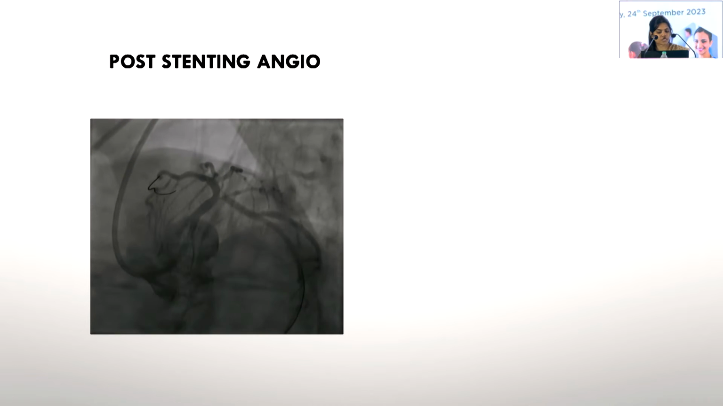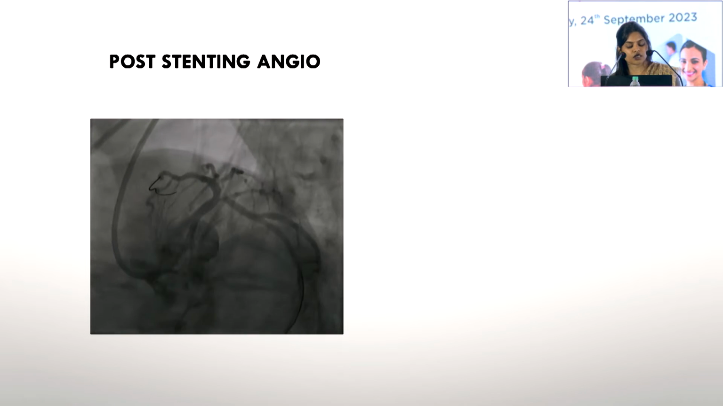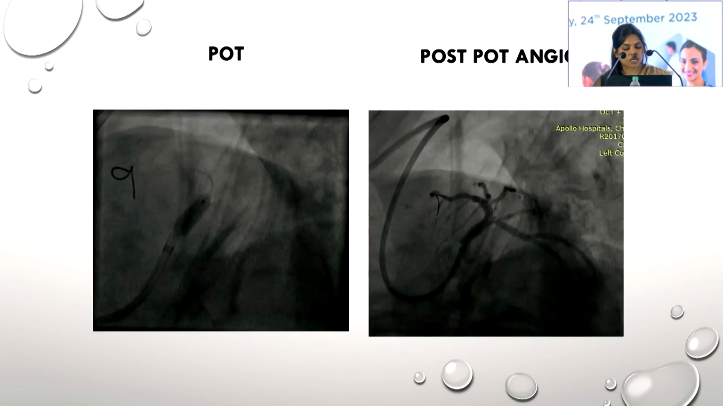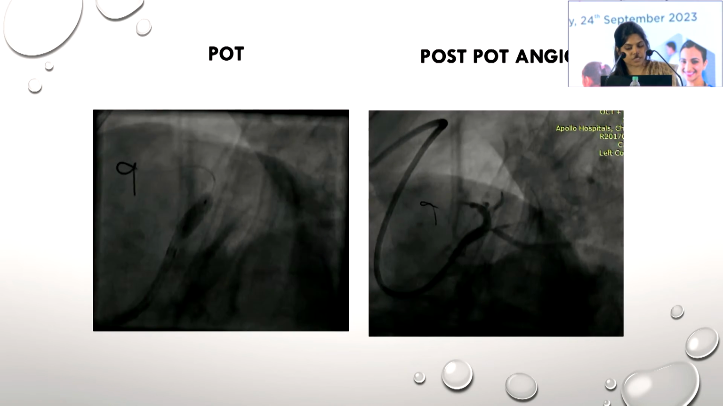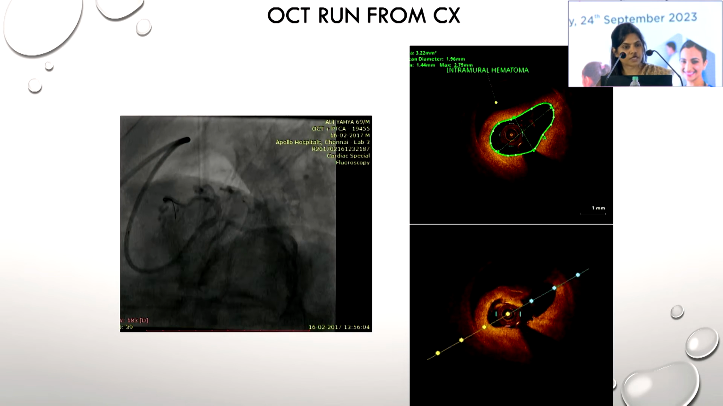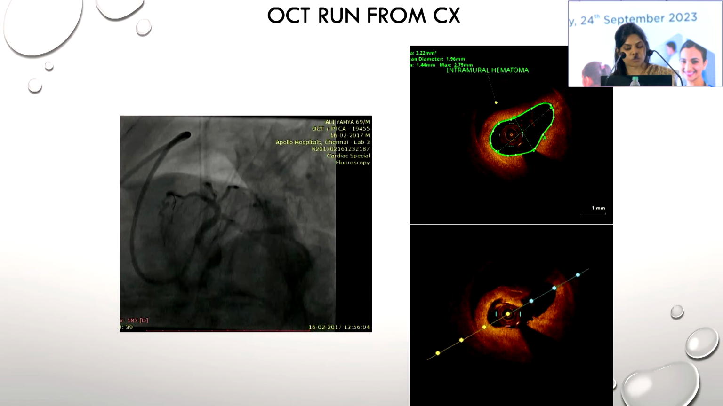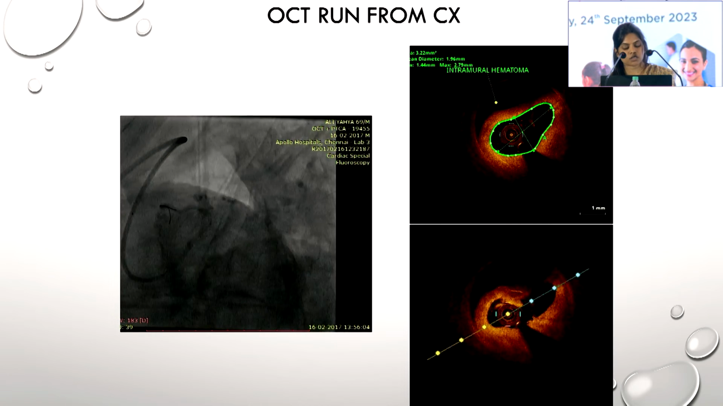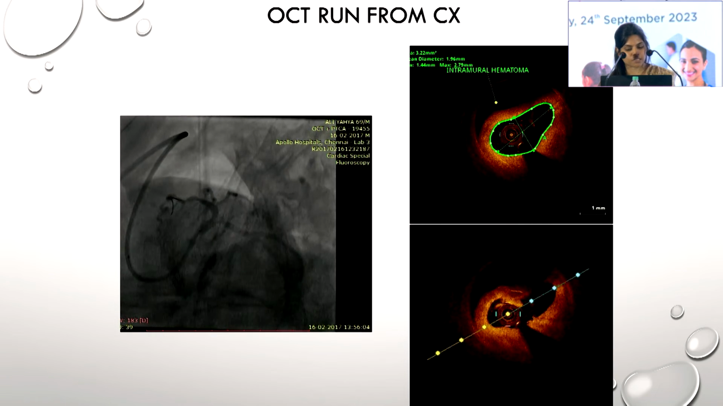So this is the post-stenting angio. After the stenting, you can see that the ostium of the circumflex is slightly pinched, and there's also some hazy appearance, looks like a dissection at the ostial circ. OCT helps us in identifying what exactly is happening with the ostium of the circ, and it helps us to further proceed with the next step.